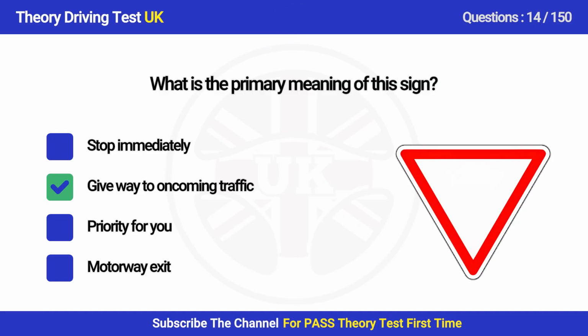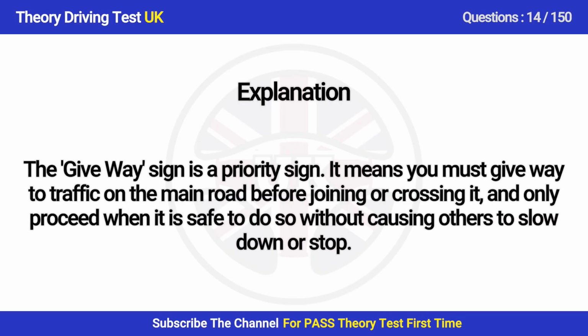Answers is B. Give way to oncoming traffic. The give way sign is a priority sign. It means you must give way to traffic on the main road before joining or crossing it, and only proceed when it is safe to do so without causing others to slow down or stop.